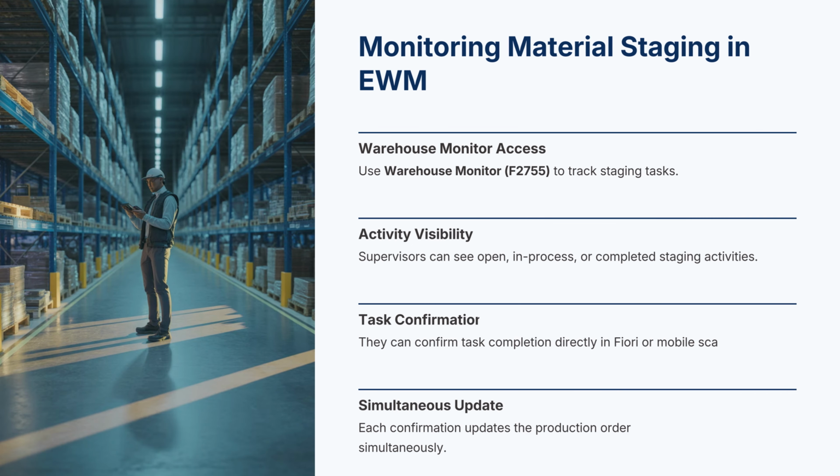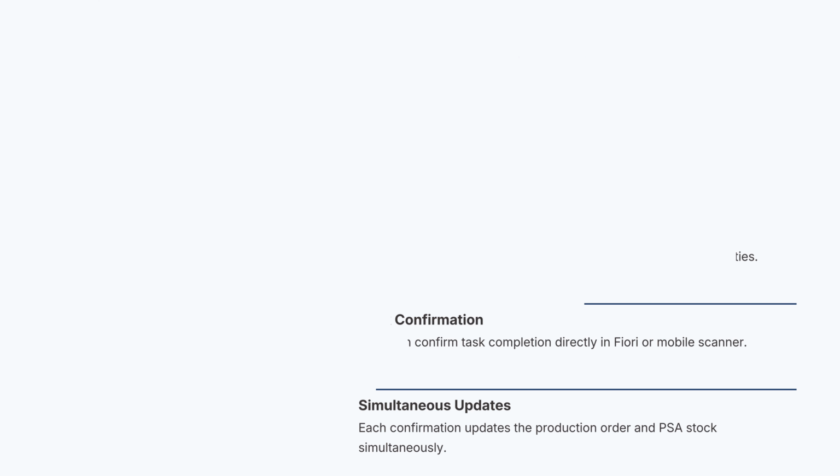Monitoring material staging in EWM. In EWM, staging tasks are monitored through Warehouse Monitor, F2755. Supervisors can view which orders are pending, in progress, or completed. Task confirmation automatically updates PSA stock and production order reservations. This end-to-end visibility supports lean manufacturing and real-time decision-making.